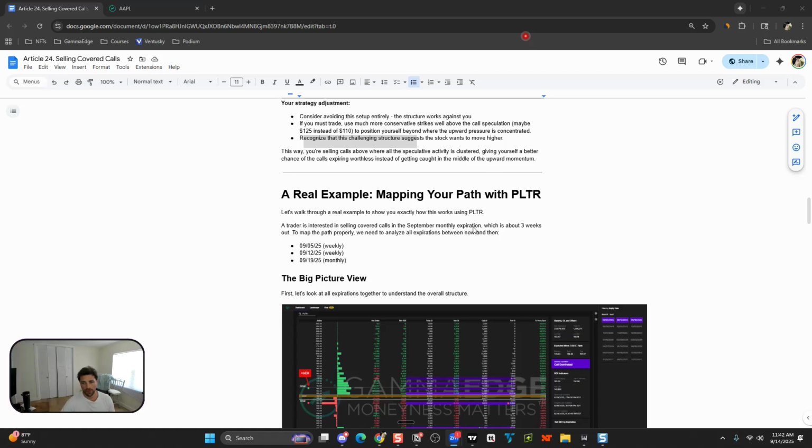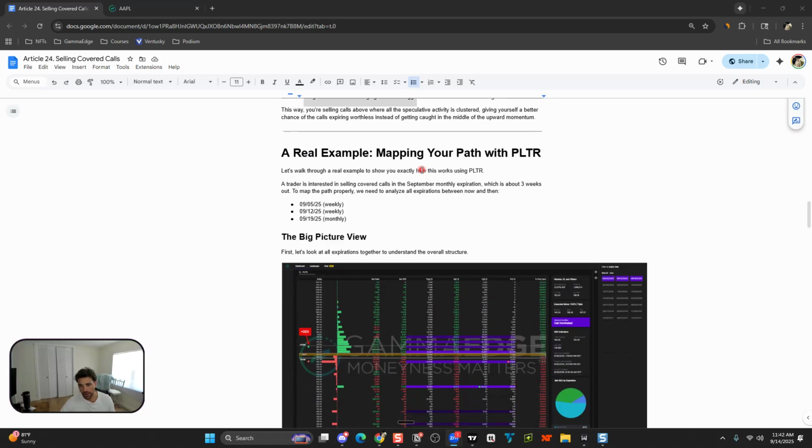And now let's get into a real example with mapping out Palantir. Keep in mind this example is from the end of August of 2025, so not necessarily relevant to when you're watching this video, which is after that date, but still the examples and the lessons from this example are going to be evergreen through the end of time. So you're interested in selling a Palantir call in the September monthly expiration, about 3 weeks out. To map this properly, analyze all expirations between now and then. So we have the 9/5 weekly, we have the 9/12 weekly, and we have the 9/19 monthly.